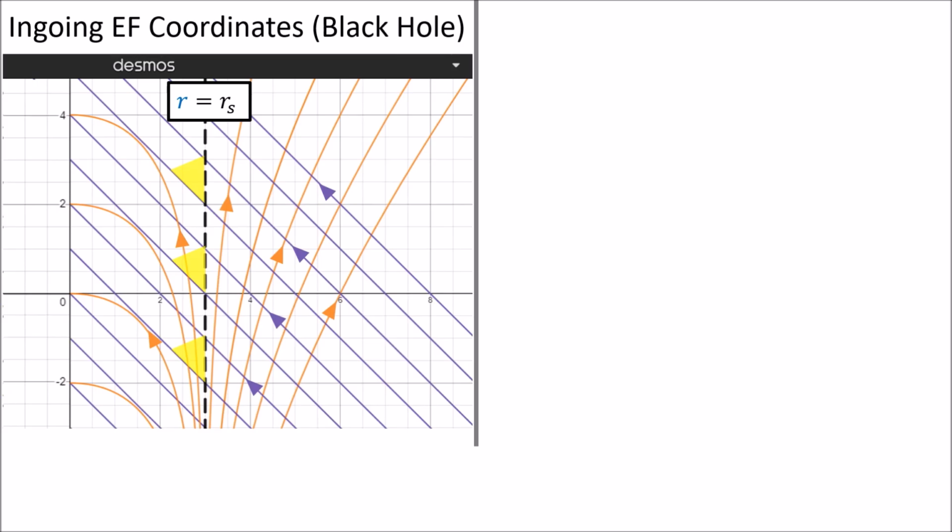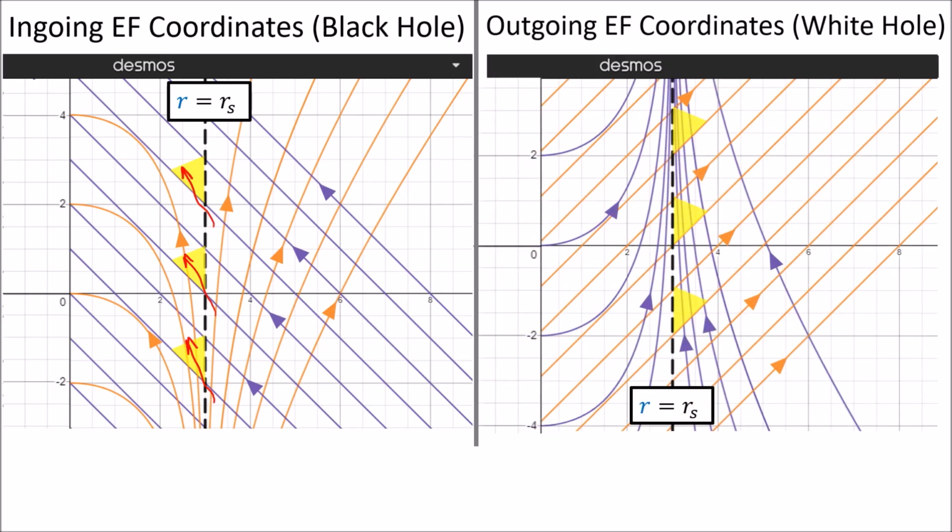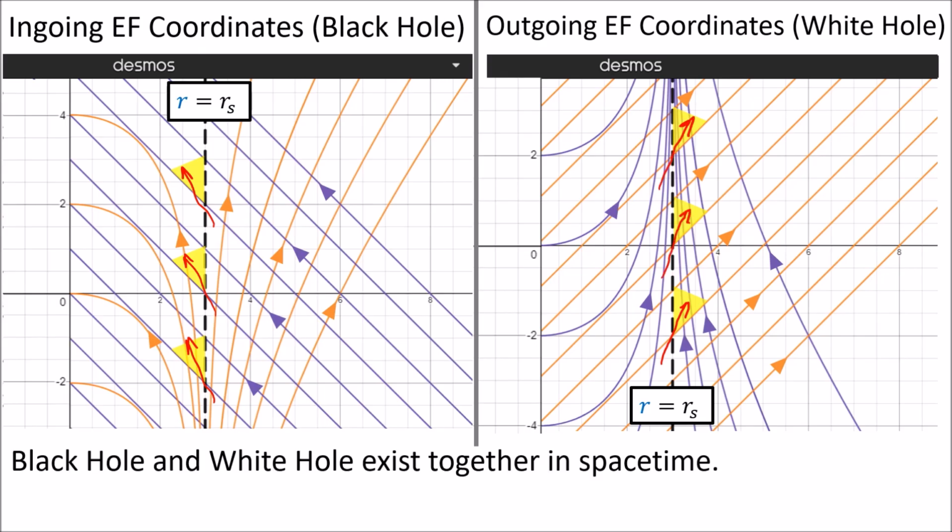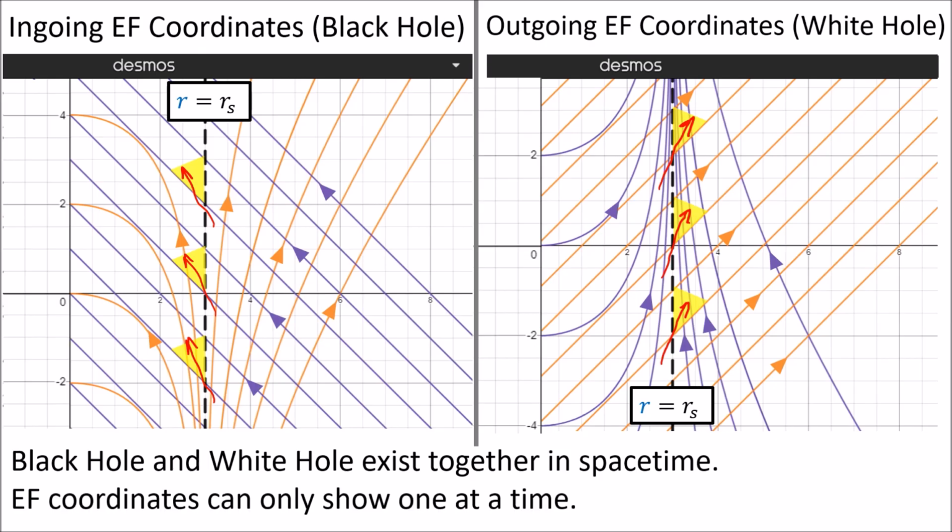So why did the ingoing EF coordinates give us a black hole, and the outgoing EF coordinates give us a white hole? It turns out that the black hole and white hole exist together in space-time, but the EF coordinates only let us see one of them at a time. To understand this, we'll derive a new set of coordinates called the Kruskal-Szekeres Coordinates.